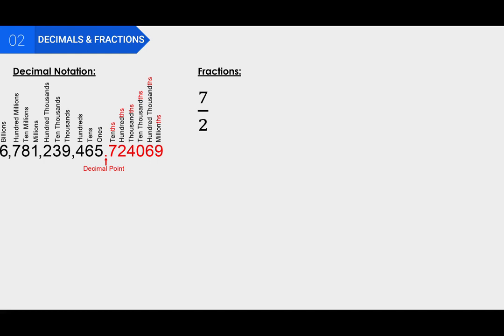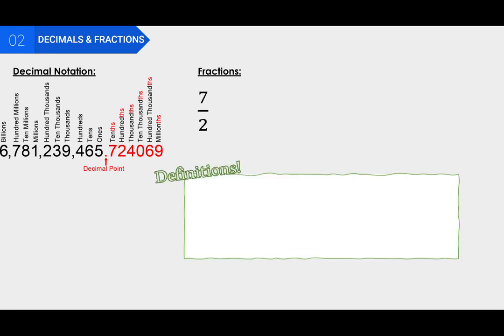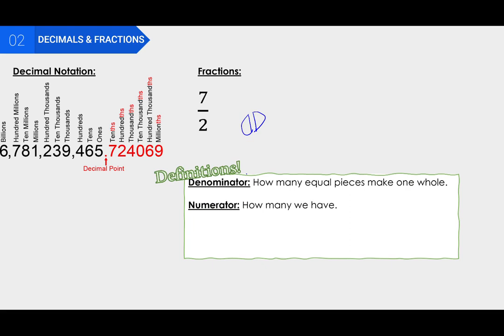So let's talk about a different way to define it, by looking at its individual parts. The bottom number, of course, is the denominator. It tells you how many equal pieces make one whole. So in this fraction, it's telling us that 2 pieces make one whole. That is one whole. And we want to make sure that they're equal pieces, not different sizes. And how many we have, we see in the numerator. It means we have 7/2.